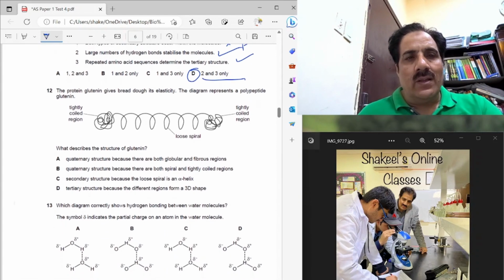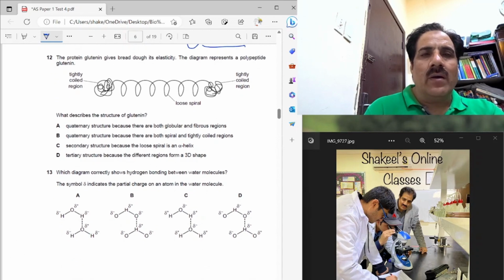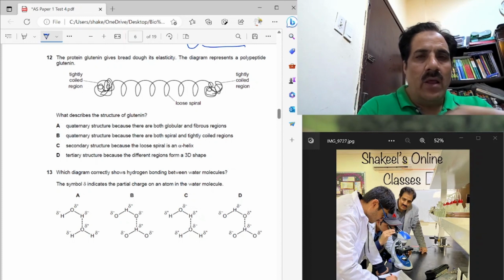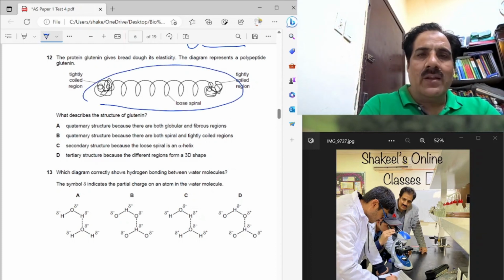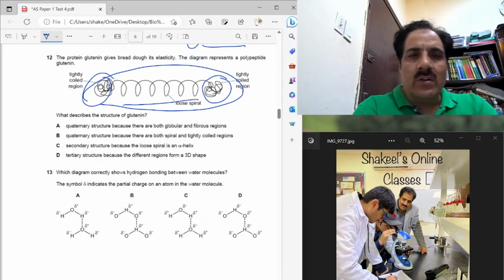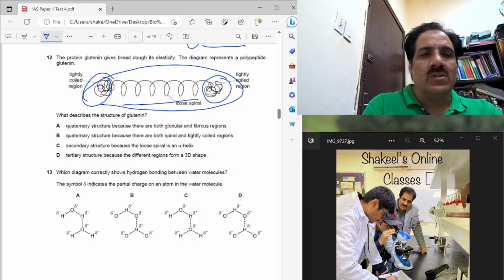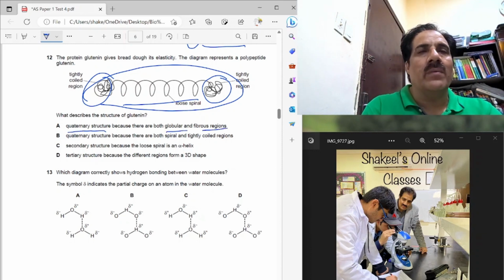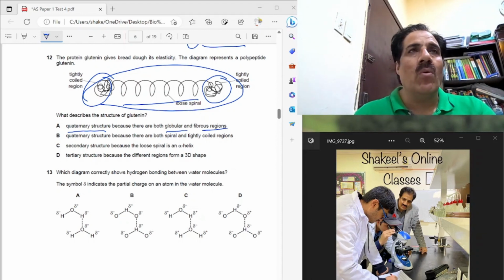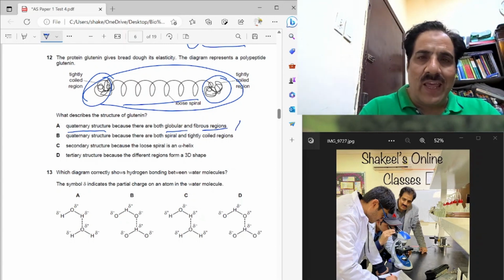Moving to question number 12, the protein glutenin gives bread its elasticity. The diagram represents the polypeptide glutenin. We can see this is a polypeptide. It has a tightly coiled region over here and it has a loose spiral over here. What describes the structure of glutenin? Quaternary structure because there are both globular and fibrous proteins. No, quaternary structure doesn't mean there are both globular and fibrous proteins. Quaternary structure means that a protein is made up of more than one polypeptide. That is, option A is wrong, option B is wrong. Both of them have the quaternary structure here.